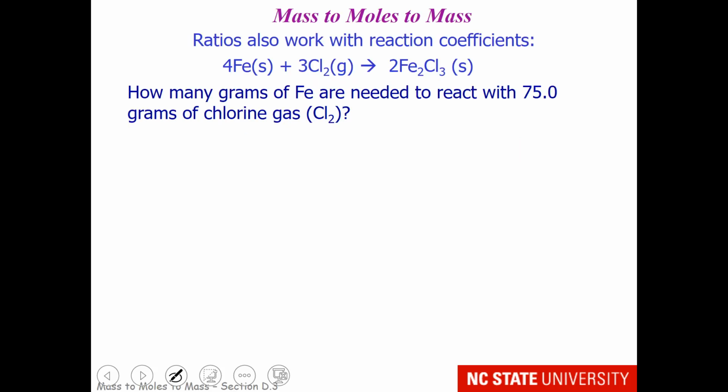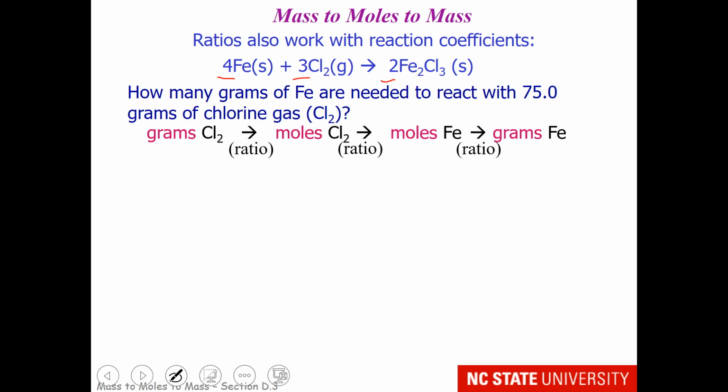So as mentioned, this mass to moles to mass also works with reactions. This reaction has a particular stoichiometry. You need 4 moles of iron for every 3 moles of Cl2 to make 2 moles of iron 3 chloride. This question asks, how many grams of iron are needed to react with 75 grams of chlorine gas? Once again, we're going from grams of one material to grams of another. So we're going to need 3 ratios.